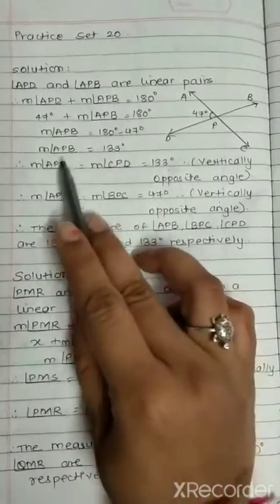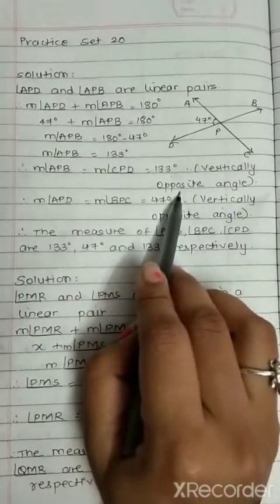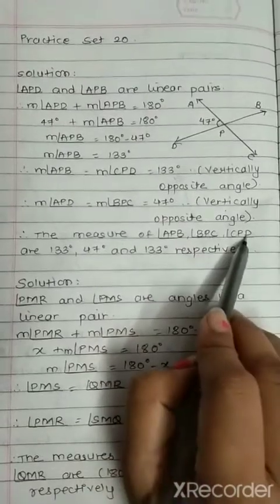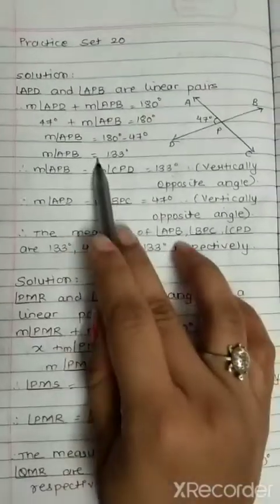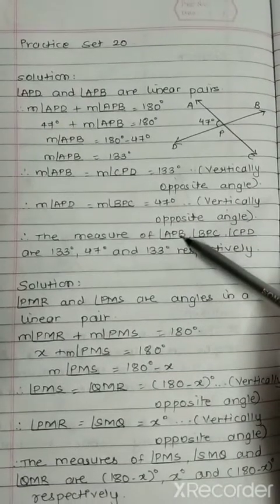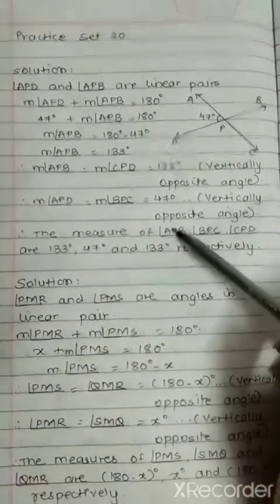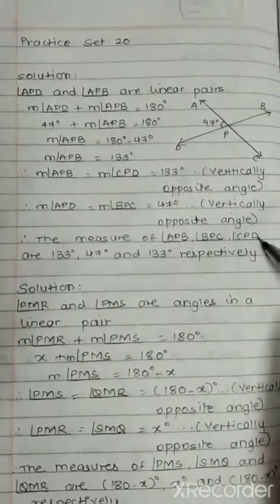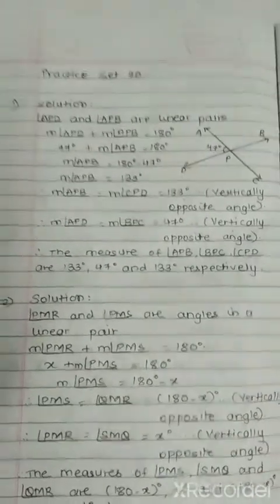So we have found out the values for APB, CPD and BPC. Therefore, the measures of APB, BPC and CPD are 133, 47 and 133 respectively. Respectively means the first term refers to the first value, the second term refers to the second, and the third value refers to the third term.